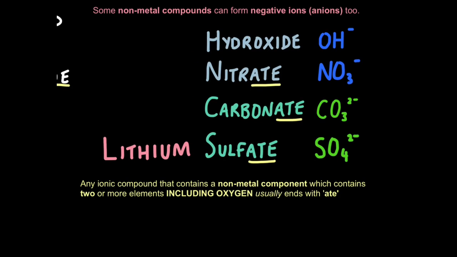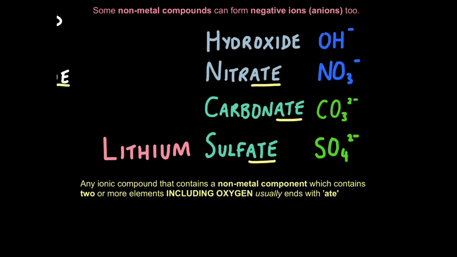The key learning point here is any ionic compound that contains a non-metal component which contains 2 or more elements, including oxygen, usually ends with ATE. So you can see here the non-metal compounds, 2 or more elements containing oxygen, so nitrate contains oxygen, we end with ATE. Same goes for carbonate ions, ends with ATE because we have a carbon bonded to an oxygen, and sulfate because we have a sulfur bonded to an oxygen.